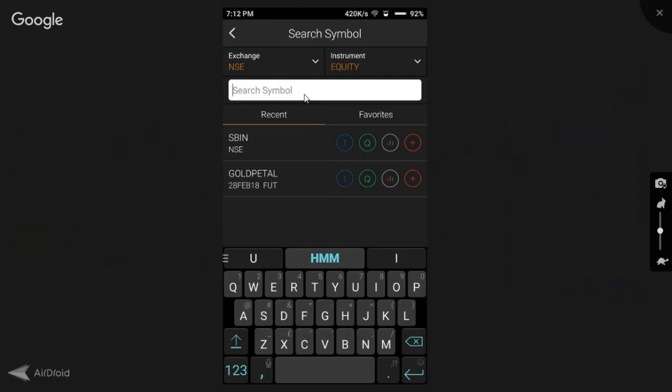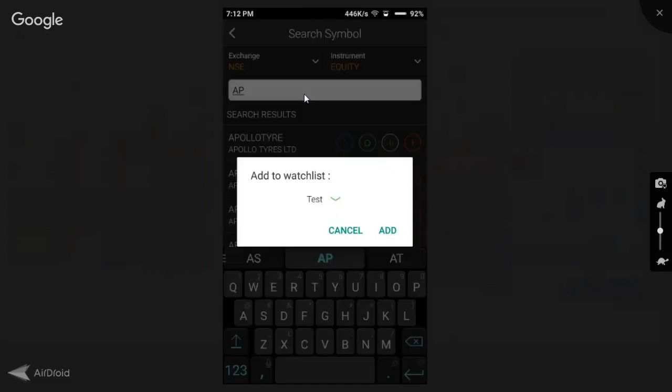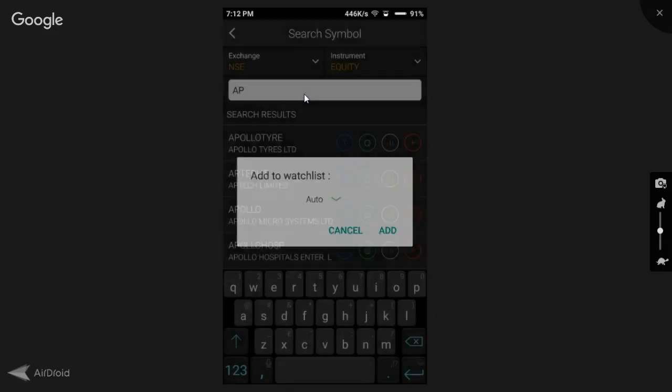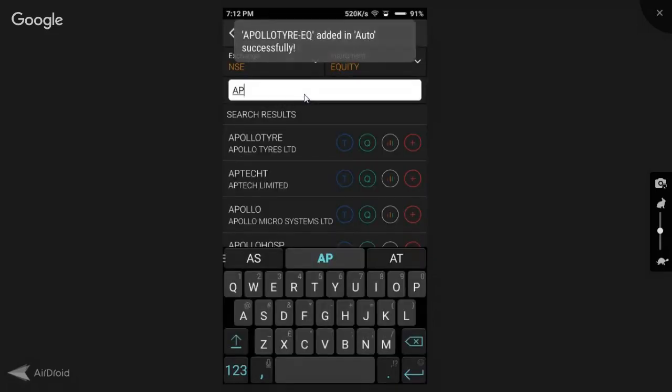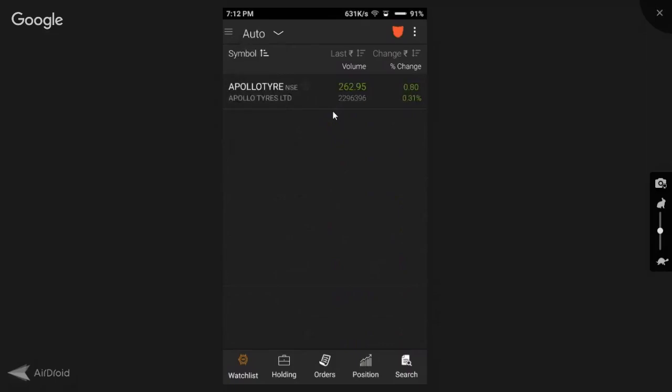So now I want to add a script. So I just type very fast over here. I type Apollo tire, and then I click on plus. I put the name of the one which I want, and then I put add, and here you go, it's successfully added. So now I go back and go to the watch list. There you go, in my brand new watch list, I see it here.